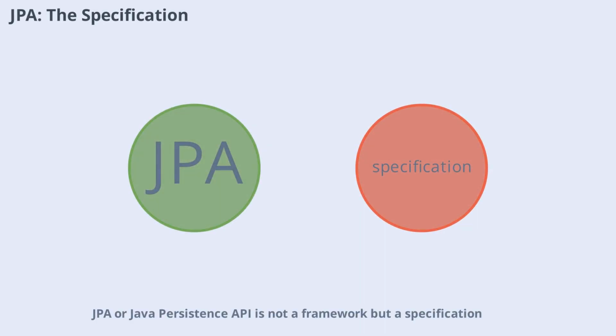JPA, or Java Persistence API, is not a framework but a specification. It defines a standard way for Java applications to interact with relational databases using object-relational mapping, ORM. JPA outlines the interfaces and rules, but it doesn't provide the actual implementation. This means you can choose from different providers, like Hibernate, to bring JPA's capabilities to life in your application.